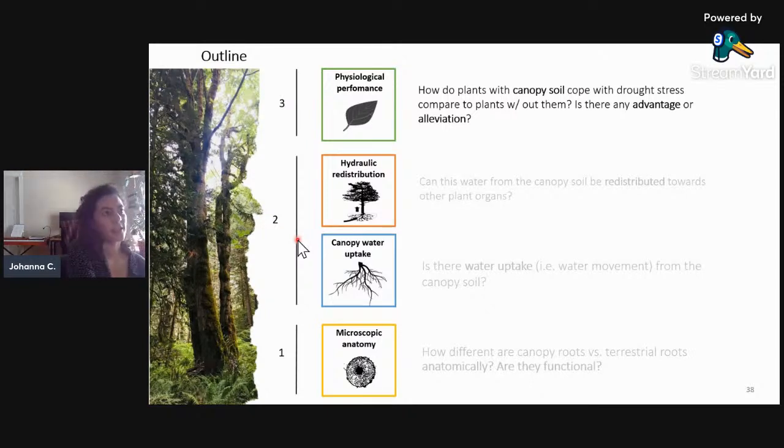Now, our last question is, if water is available at the canopy soil, how do those plants with canopy soil deal with drought stress conditions? It could be an extra water source that helps them alleviate, or it could be an advantage to deal with water stress conditions.